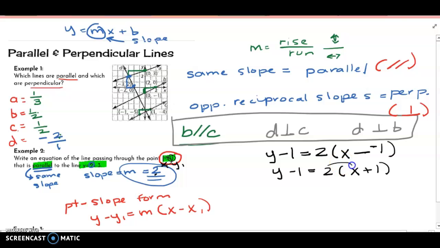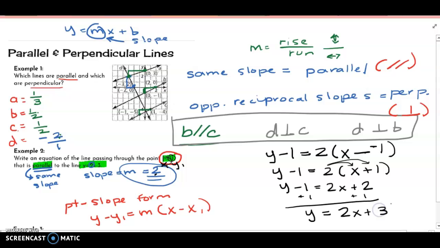Okay, now I'm going to distribute this 2 through the parentheses, so I get y minus 1 equals 2x plus 2. And then y equals mx plus b. I want y by itself, so I'm going to add 1 to both sides, and I get y equals 2x plus 3. This would be my final answer.